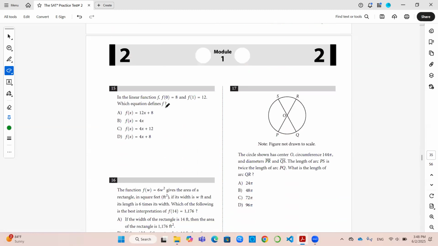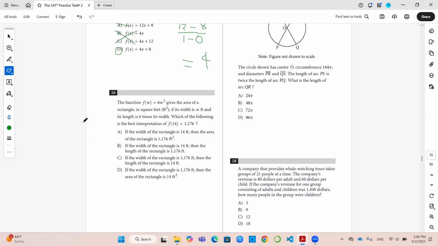In the linear function f, f of 0 is 8 and f of 1 is 12. Which equation defines f? First, we need to get the slope. So we have 1 here and another 0, and 12 minus 8. So I can tell my slope is 4, so A is immediately eliminated. Now, if I plug in 0, I need to get an 8, right? Only D has the correct option. So B and C are automatically eliminated.